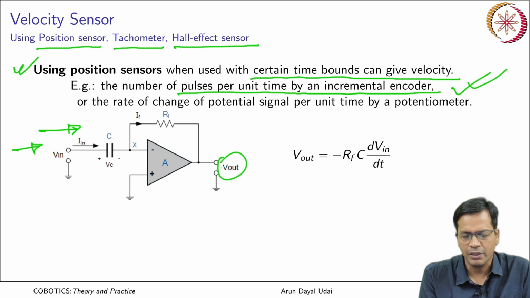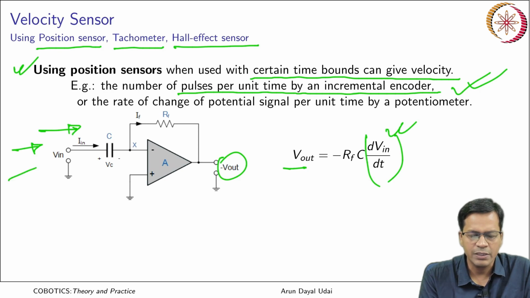This is just an operational amplifier which is used as a differentiator here. It gives you a voltage output which is proportional to the rate of change of V in. V in is the input signal over here. Okay. So what is RF?